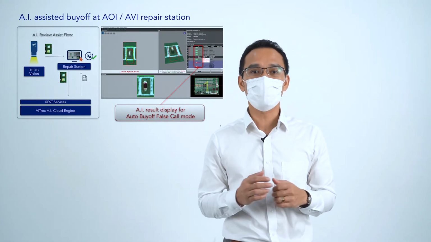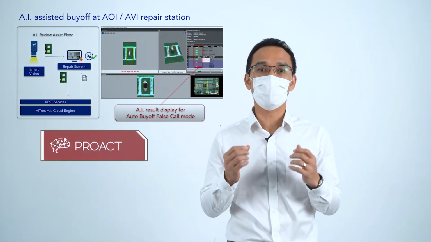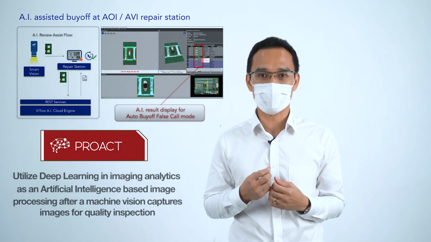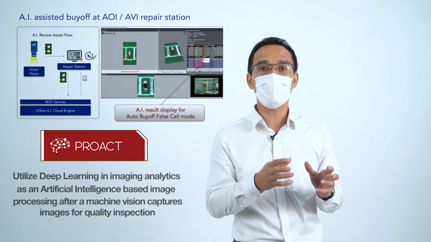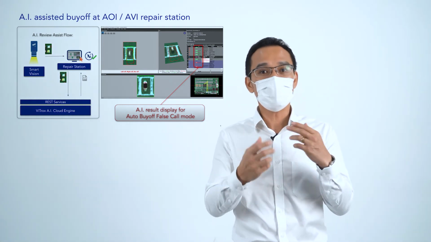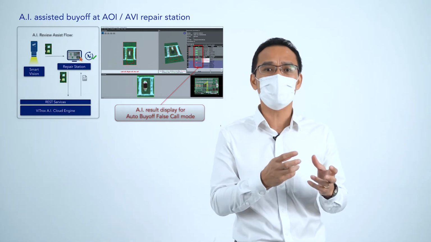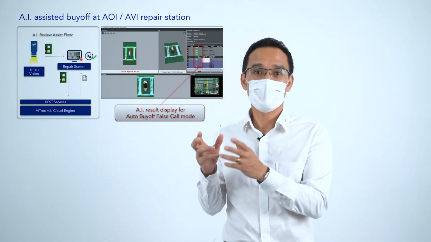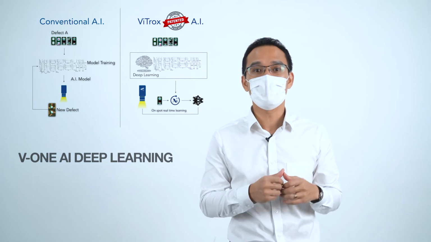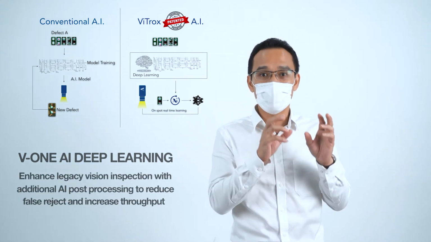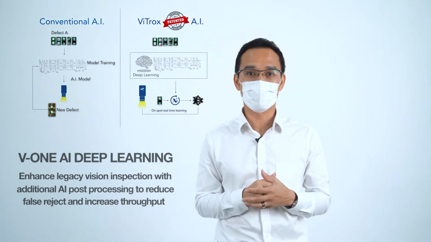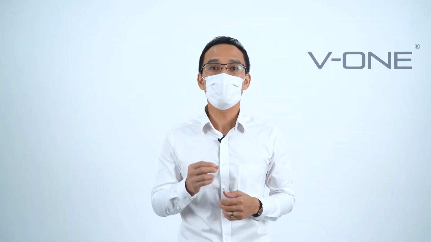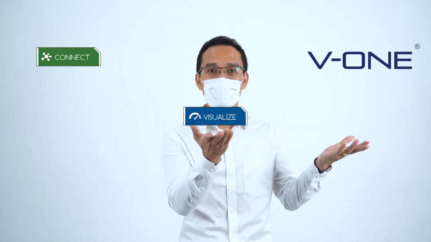What you have just seen in this video is one of the examples of ProAct, where we utilize deep learning in imaging analytics as artificial intelligence-based image processing after machine vision captures images for quality inspection. Most of the legacy vision inspection machines use image comparison or rules-based processing. Therefore, with V1's AI deep learning, we can enhance the legacy vision inspection with additional AI post-processing to reduce false rejects and increase throughput. This is ProAct. In conclusion, we have shared with you V1 in 3 steps: connect, visualize, and ProAct.